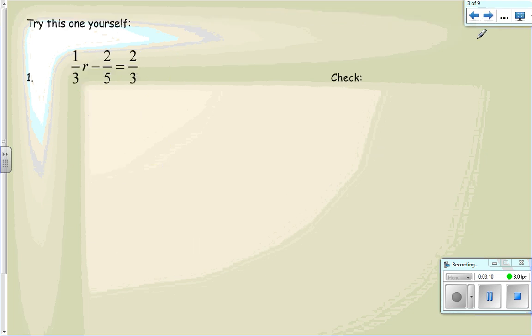Okay, let's try another one. What I want you to do really quickly is I want you to pause the video and I want you to go ahead and try this example, and don't forget to always include your check. So go ahead and pause the video and do this one on your own and start it back up when you're done.